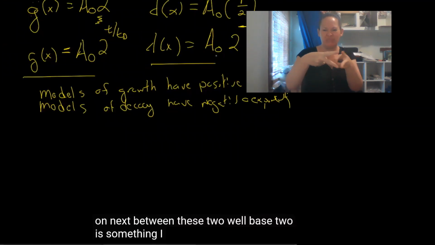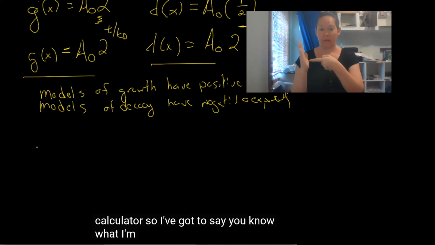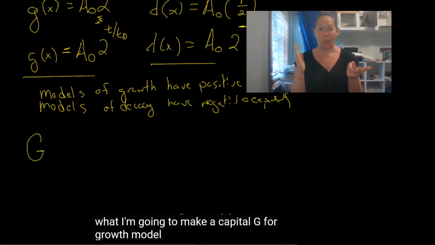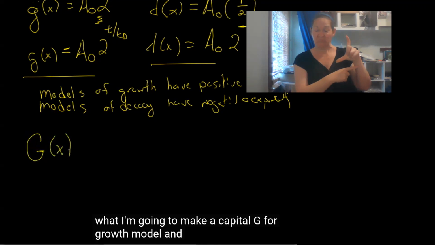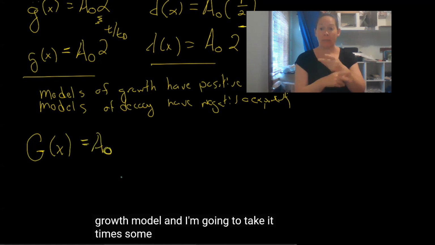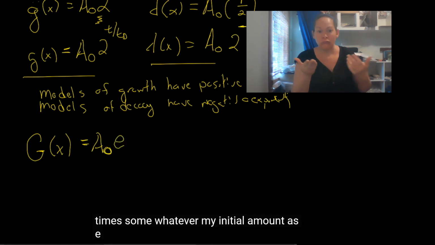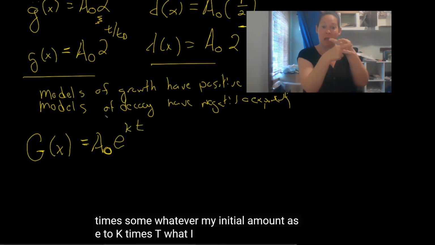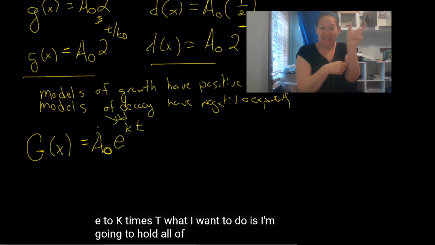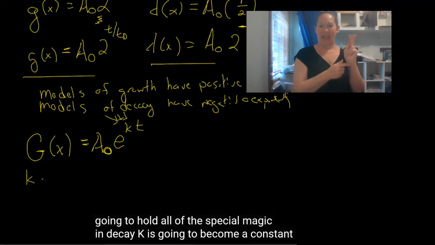Well, base 2 is something I do not have on my calculator. So I'm going to say, you know what? I'm going to make a capital G for growth model, and I'm going to take it times some whatever my initial amount, as e to k times t. What I'm going to do is hold all of the special magic into k. k is going to become a constant.